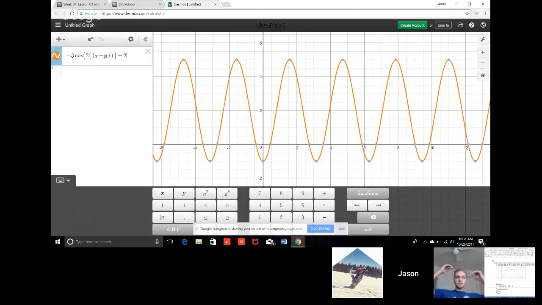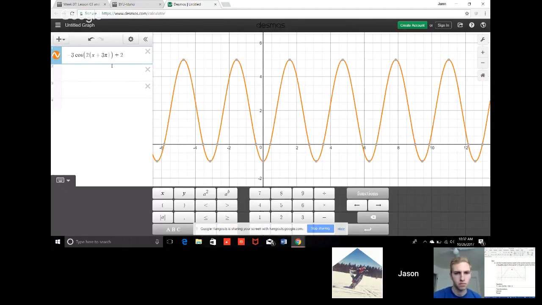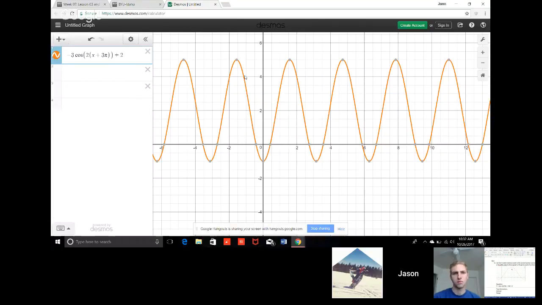Oh, wait, maybe, did we try 3 here? That didn't change anything. Nope. Why didn't that change anything? Nobody knows. That's weird. This is multiplying to 2x. And then it's also multiplying to 6 pi.